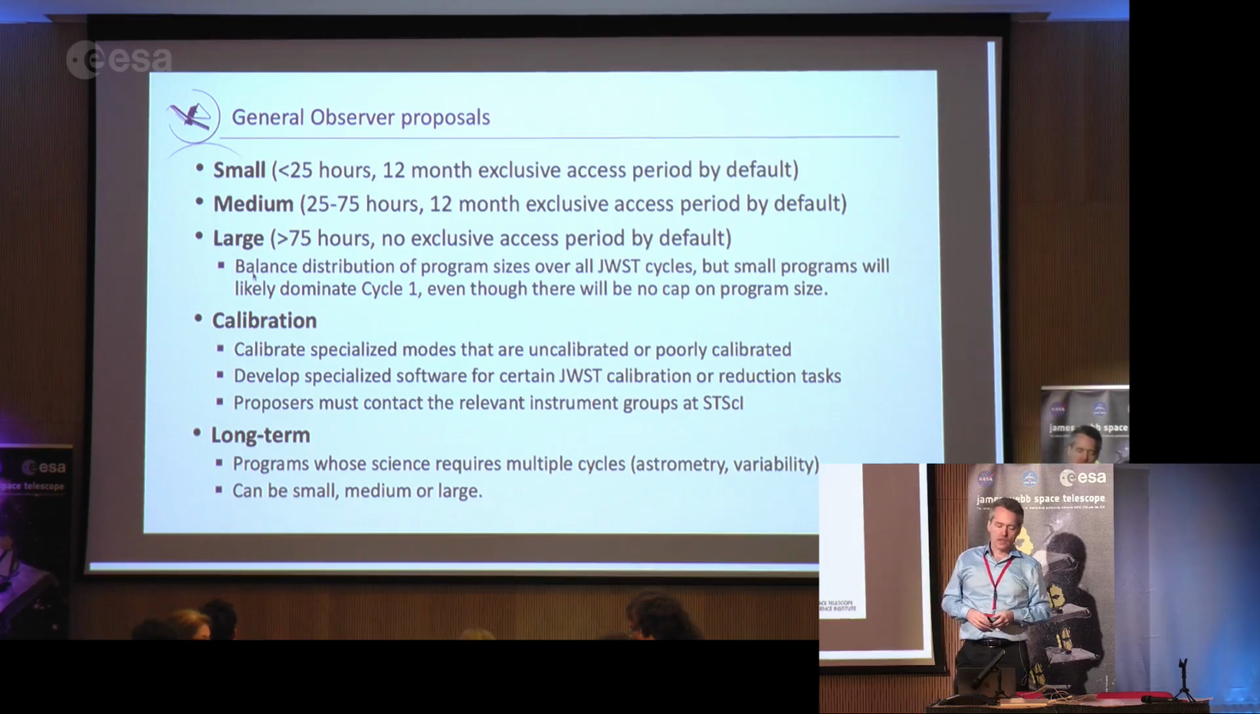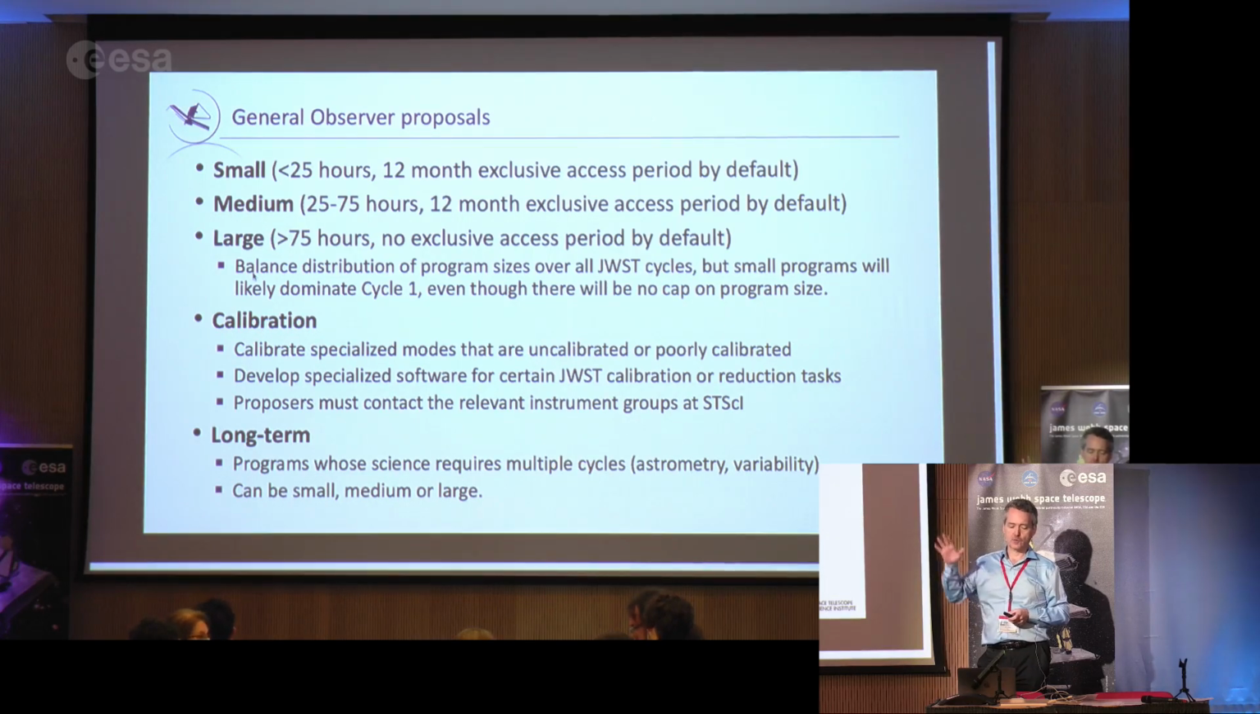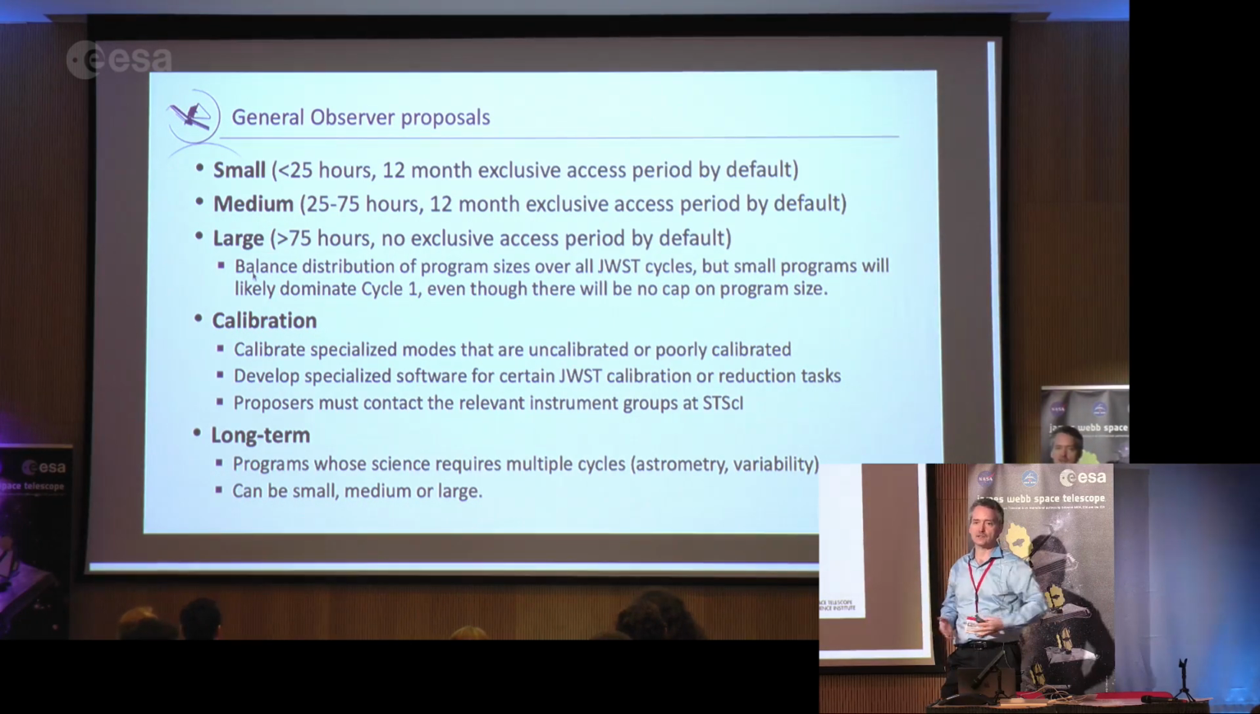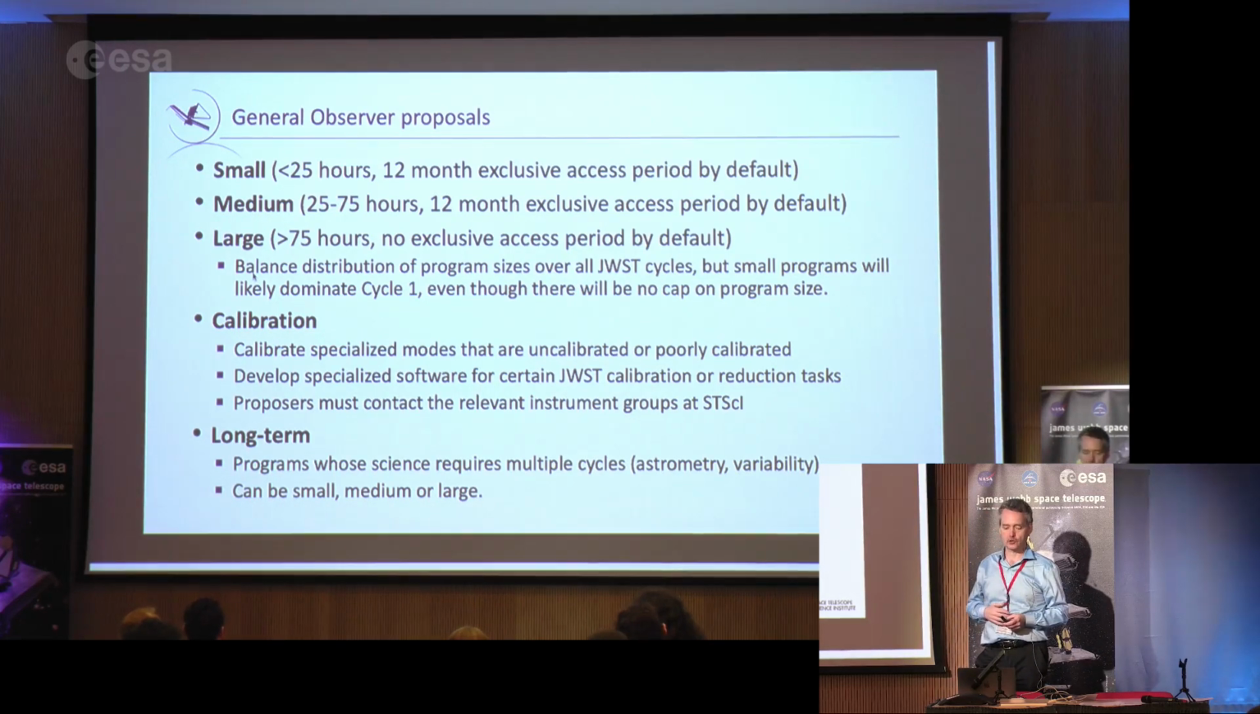Okay. For the purposes of the TAC, the general observer proposals are divided into small, medium, and large. This helps you get an idea of how big a request might actually be. And remember, these are charged time, right? So less than 25 hours of charged time is a small, 25 to 75 is medium, and then if you go over 75 hours, no exclusive access by default. And that's, again, solely to get that information. If you're going to use that much time in Cycle 1, you want to feed that back to the community so that everybody can learn from it for Cycle 2.